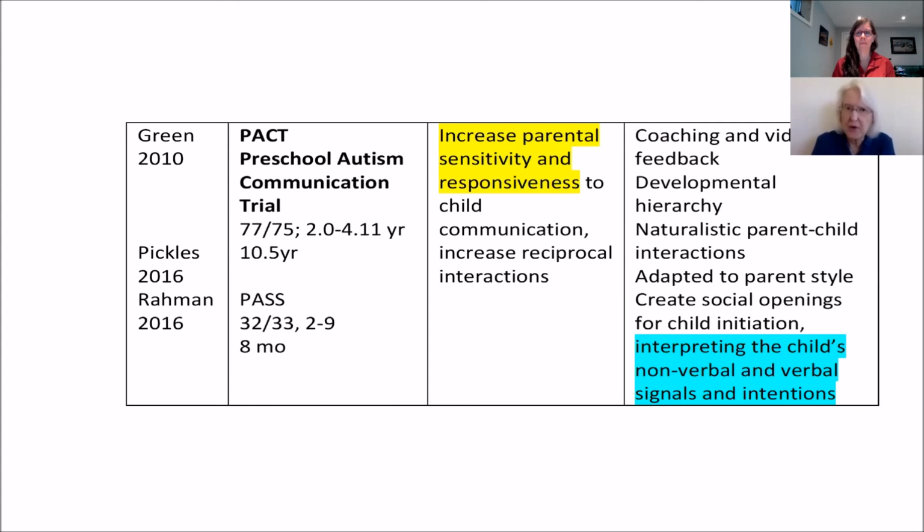And I wanted to mention that in the Green article 2010, there's a supplement at the end of the article that really describes in detail how they work with parents and how they promote parents' ideas, their creativity, and we're looking at the interaction patterns between the children and the parents.